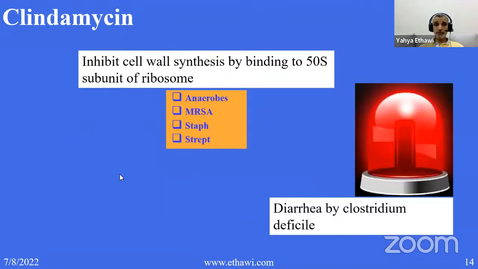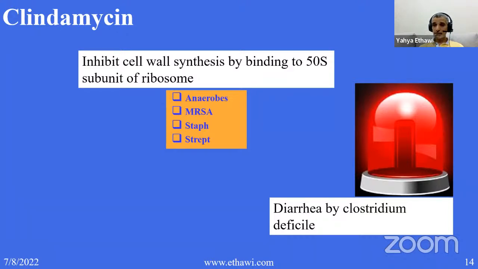Clindamycin. Clindamycin actually is a very good drug because it's a very wide spectrum and it works against the anaerobes, and it's very good against MRSA, and it works against staph and strep. So it's very good for tissue infection, for soft tissue infection. It inhibits protein synthesis by binding to the 50S subunit of the ribosome.